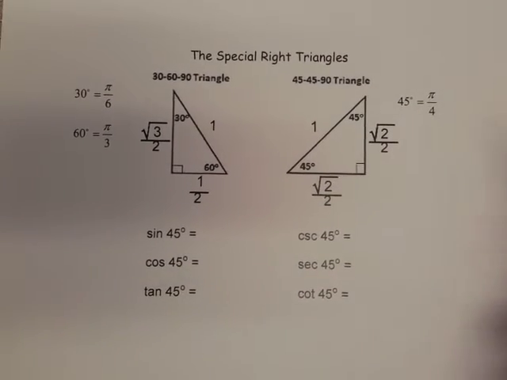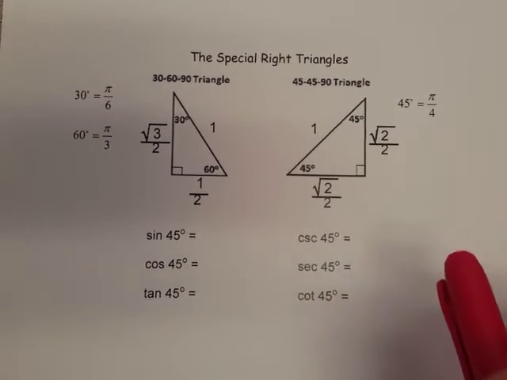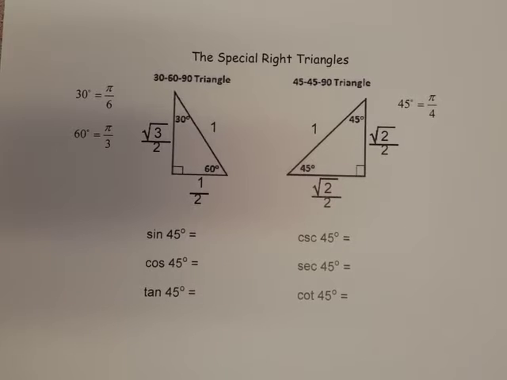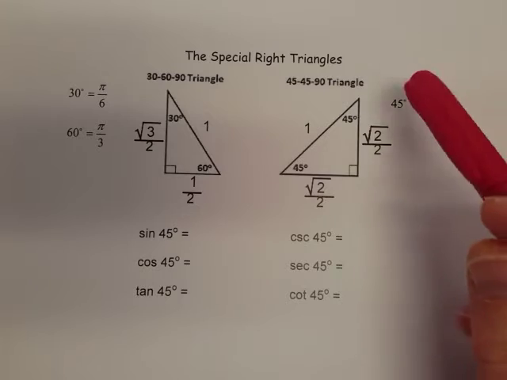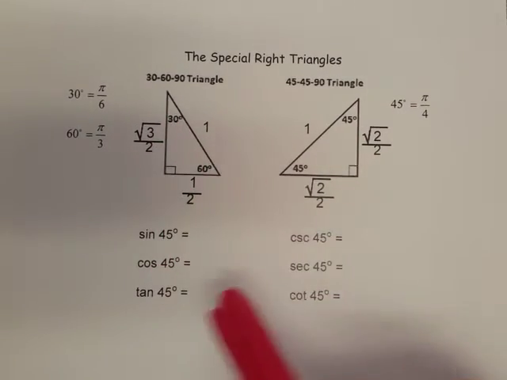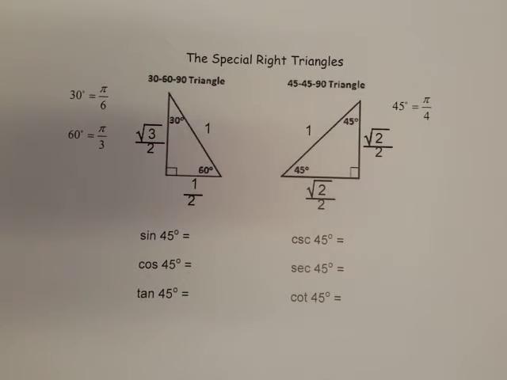This is 4.2 day 1, and we are still talking about right triangle trigonometry. One of the main things that we're going to be using in trigonometry is the special right triangles. As you maybe remember these from geometry, the special right triangles are the 30, 60, 90 and the 45, 45, 90 triangles. And they have some special ratios with them.